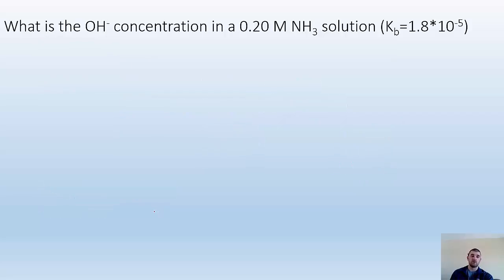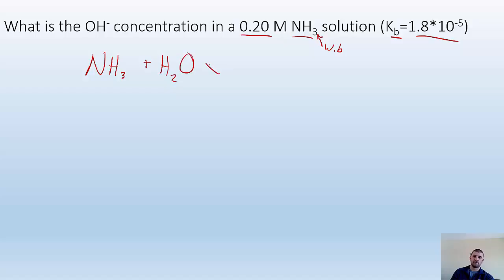Cool. So question, what is the OH concentration in a 0.2 molar NH3 solution? And it tells me the KB is this number. So I know that NH3 is going to be a weak base, and its KB is this. So I probably would start with writing out the equation for it, so I know what my KB is going to look like.